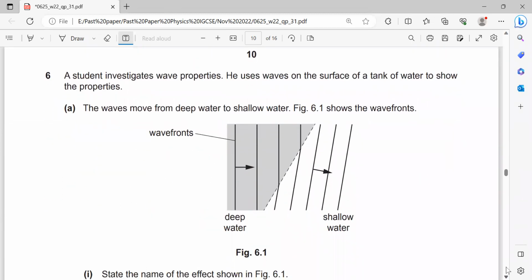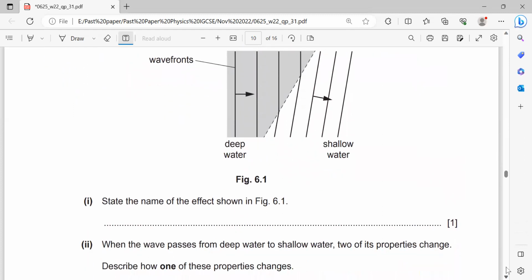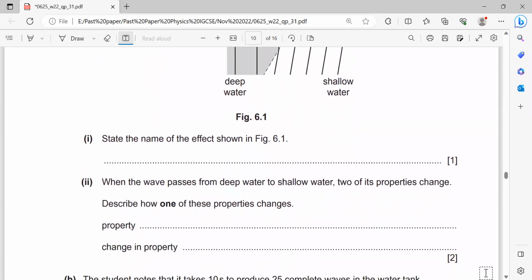Number six, a student investigates wave properties. He uses waves on the surface of a tank of water to show the properties. State the name of the effect. The name of the effect is refraction. So this is different between refraction and reflection, but this one is refraction.